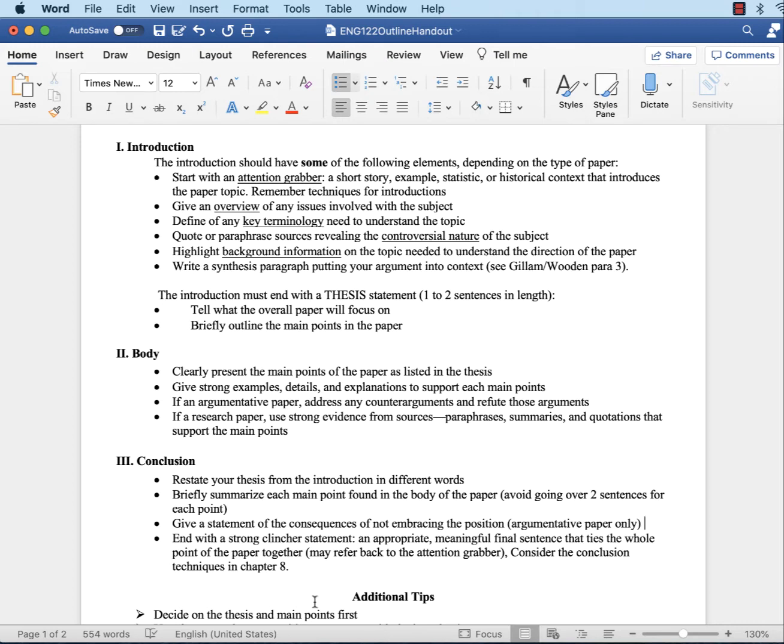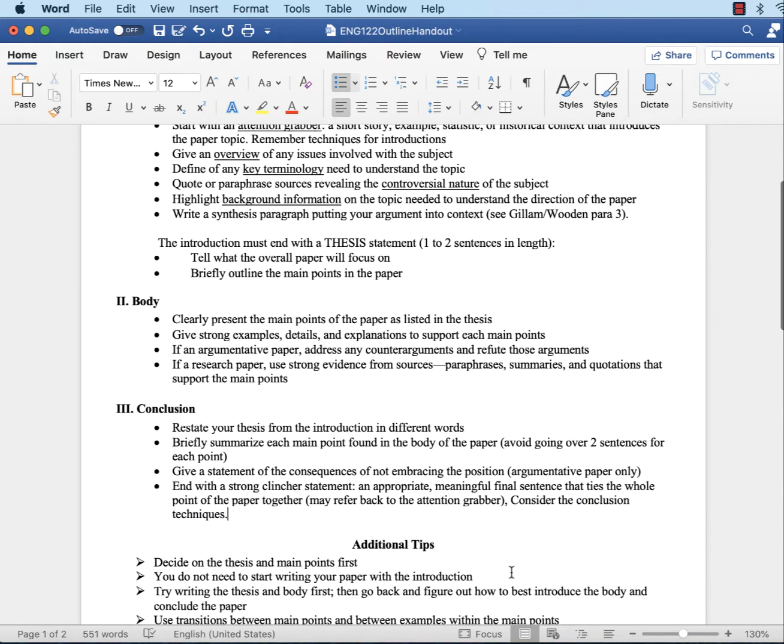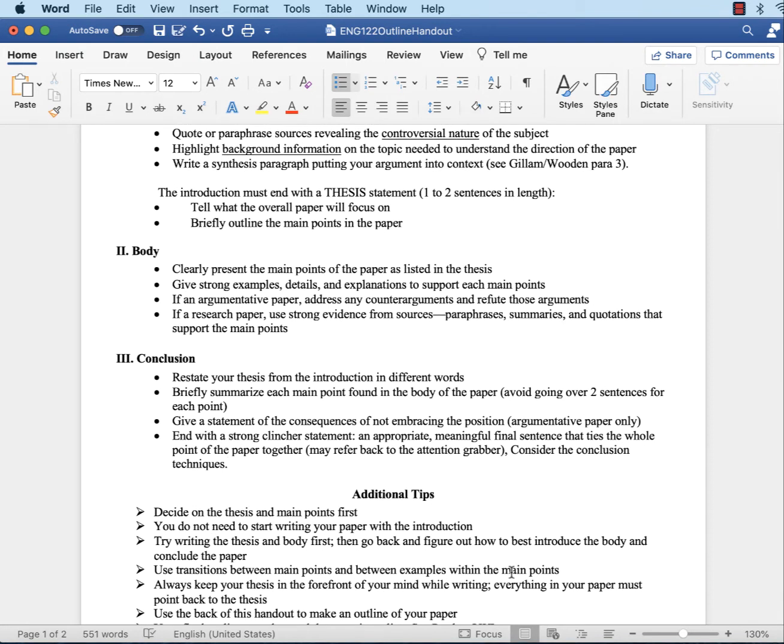And then end with a strong clincher statement. In other words, give the reader the so what. So this here could be an appropriate, meaningful final sentence that ties the whole point of the paper together. It can refer back to the attention grabber. Remember, echoing the introduction is one of the conclusion techniques we talked about earlier this semester. Try and use one of those. I want you to experiment and really increase your writing skill by trying some of these things.